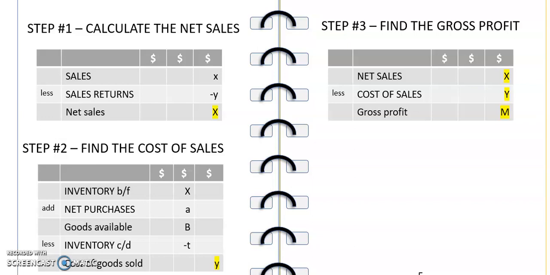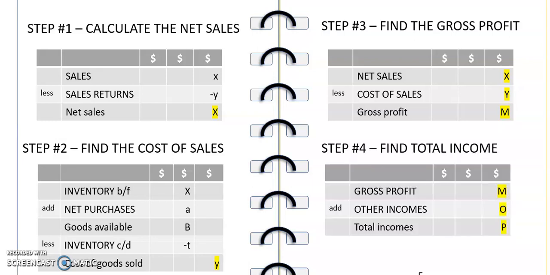Step 3 is to find the gross profit. So the gross profit is simply net sales minus cost of sales. In other words, step 1, net sales, minus step 2, cost of goods sold, gives you the gross profit. All right? So once we have the gross profit, then we move to step 4.